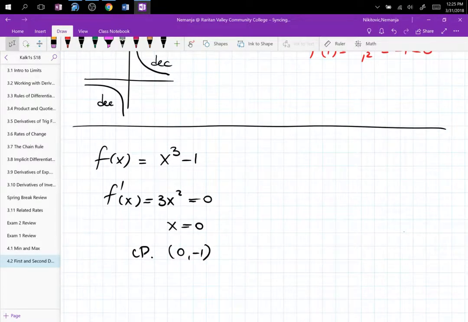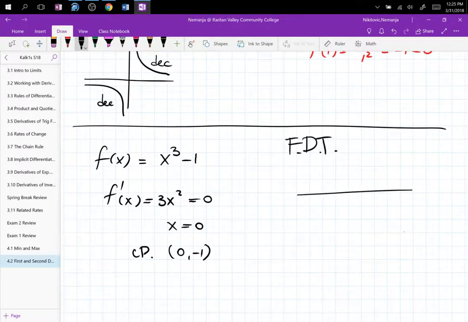And that's it. There are no other points. It's just one critical point, (0, negative 1). So now, first derivative test. We immediately draw the partition. We are again partitioning at 0. This is really boring, but sorry, we'll get different examples. There are no vertical asymptotes, so I don't have to add that in.